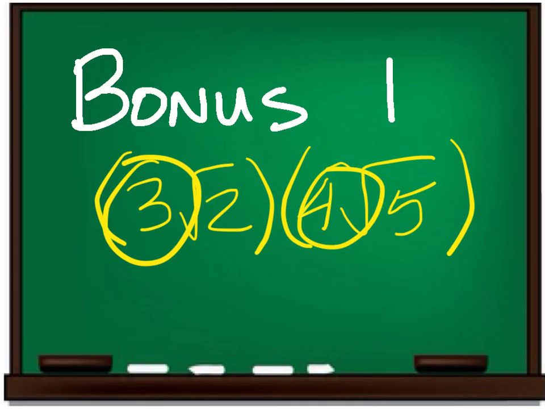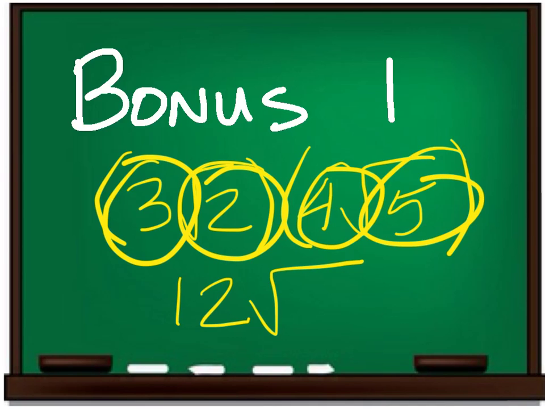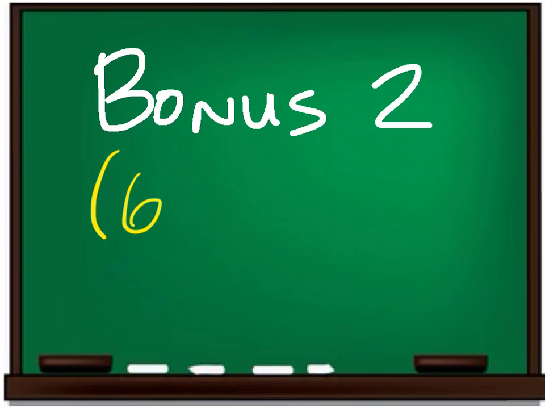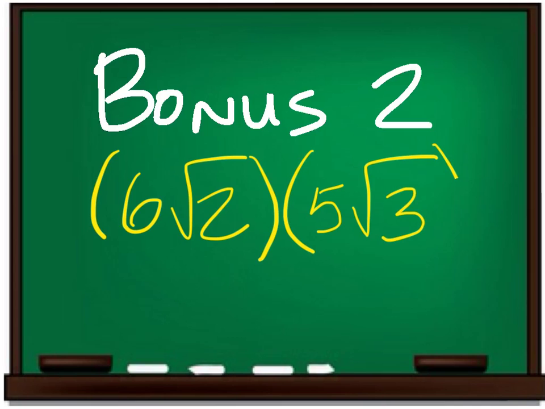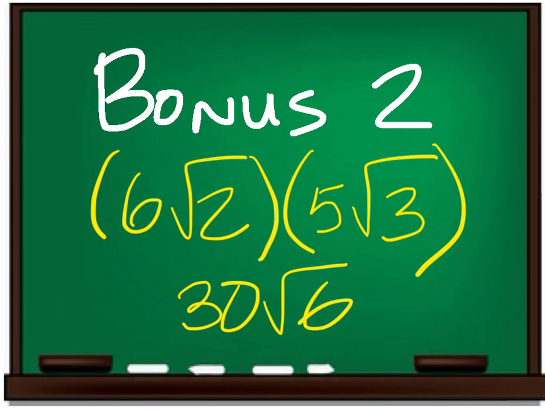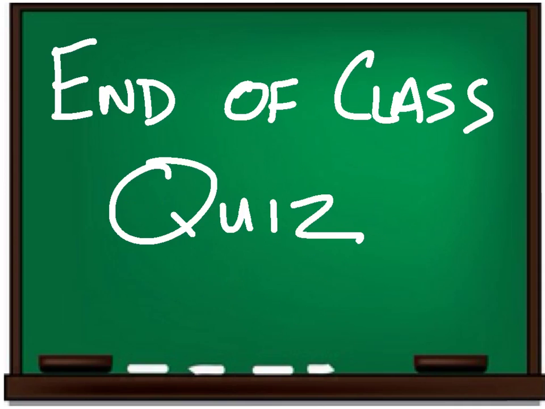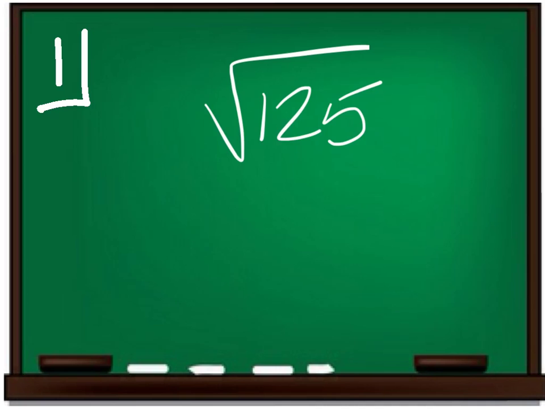Three times 4 is 12. This times this is square root of 10. 12 square root of 10. 30 square root of 6 is the answer for that bonus. Answer to this one is 5 square root of 5.